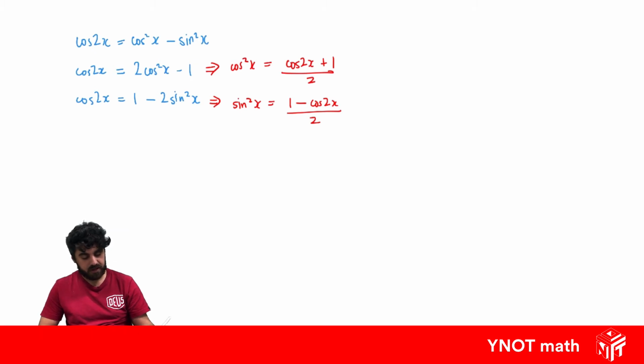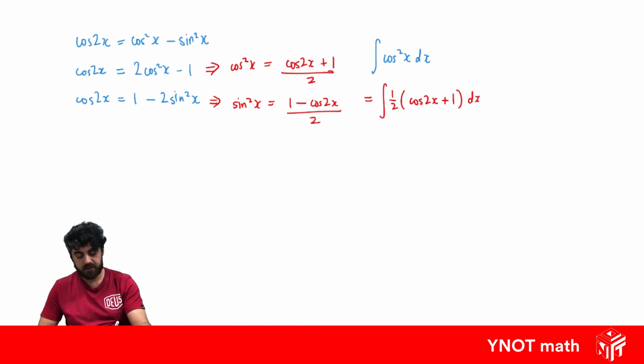So let's just look at a simple example first. Just the integral of cos squared x dx. Now, using the formula we just created, we can rewrite cos squared x as cos 2x plus 1 all over 2, which is a half multiplied by cos 2x plus 1, dx. Take the half outside the integral. So we have the integral of cos 2x plus 1 dx.